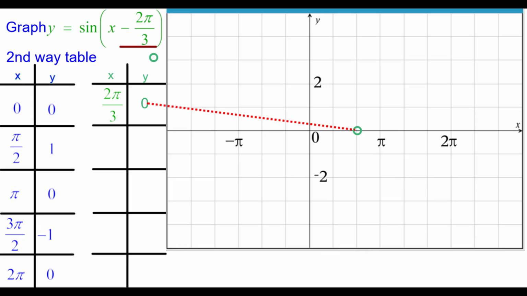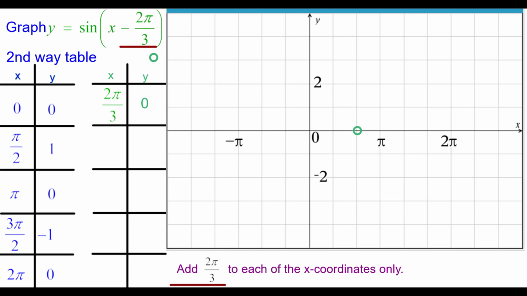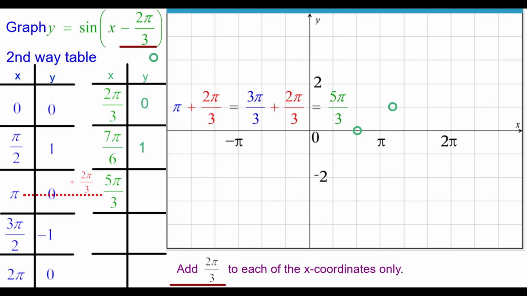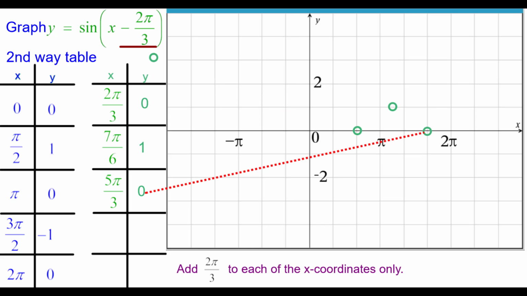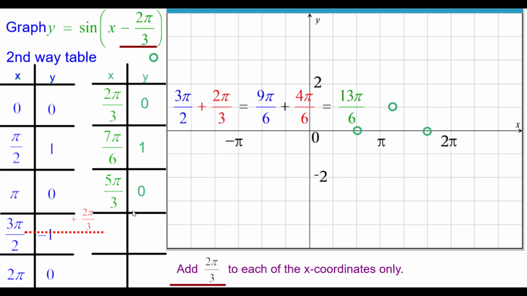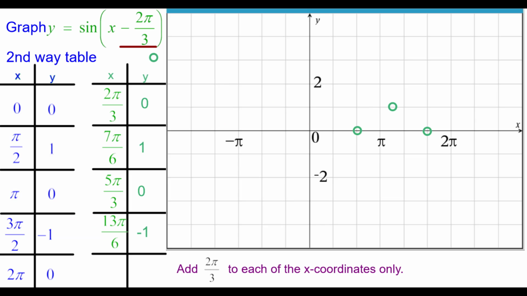And now we plot 2 pi over 3 comma 0. Again, adding 2 pi over 3 to each x coordinate. Pi over 2 plus 2 pi over 3, we need to get a common denominator, which in this case is 6. So it's 3/6 plus 4/6 is 7/6 pi, comma 1, because the y coordinates stay the same. Pi plus 2/3 pi will be 5/3 pi, comma 0. 3 pi over 2 plus 2/3 pi, that would be 9/6 pi plus 4/6 pi is 13/6 pi, and that's going to be comma -1 because it's a minimum. And 2 pi plus 2/3 pi is 2 2/3 pi, which we usually write as 8 pi over 3, comma 0.